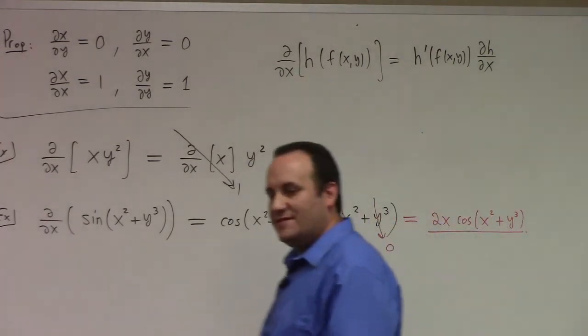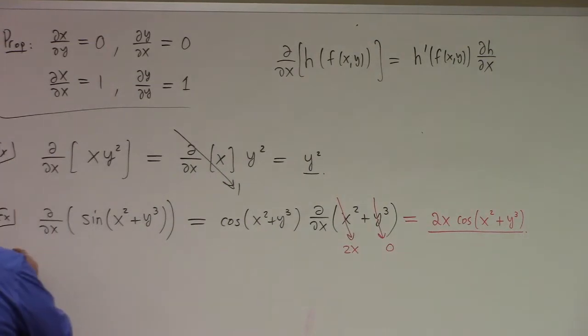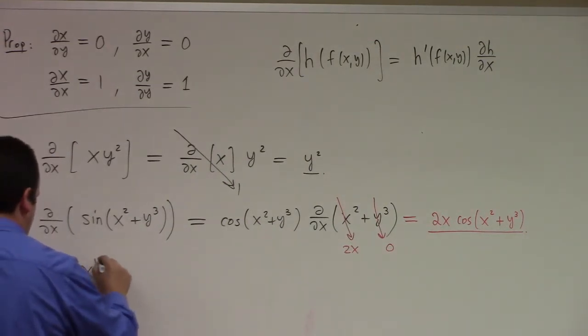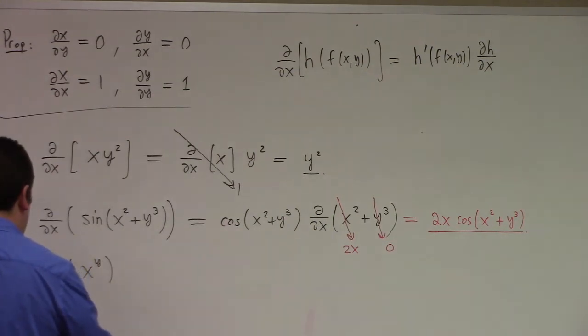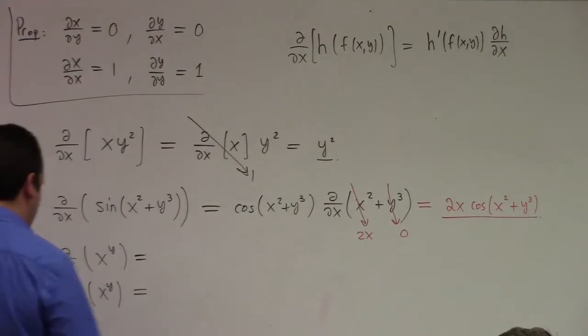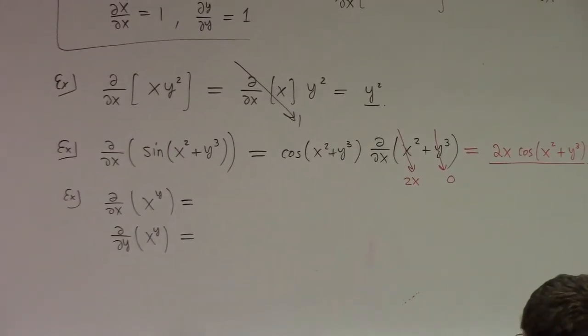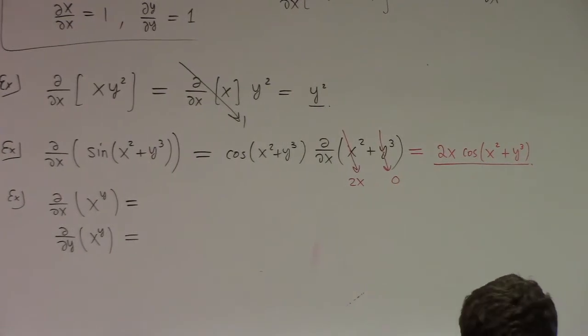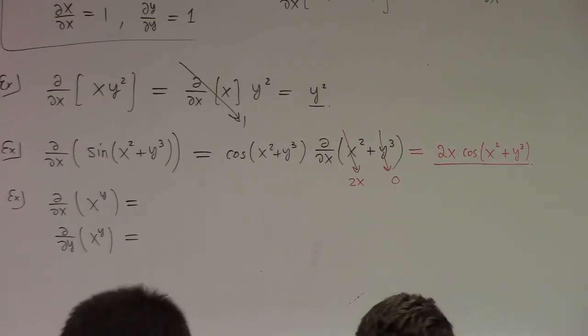Here, let me do an example which will be more troublesome to you. Partial x of x to the y. Partial y of x to the y. For the partial x of x to the y, that's treating the y as a constant. Y is a constant, right? And for the other one, you're treating the x as a constant. Right.